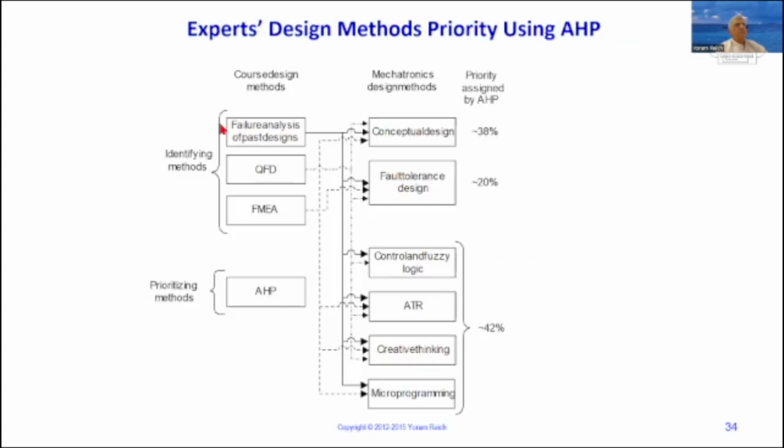Then we did a ranking based on AHP. We took all the methods, and this is the relative ranking of the different methods. So we understood that we should concentrate significantly on conceptual design, fault tolerance about half of the time, and the other 3 topics, 40%, divided somehow between them. This got translated into the number of hours covered in the course for these topics.